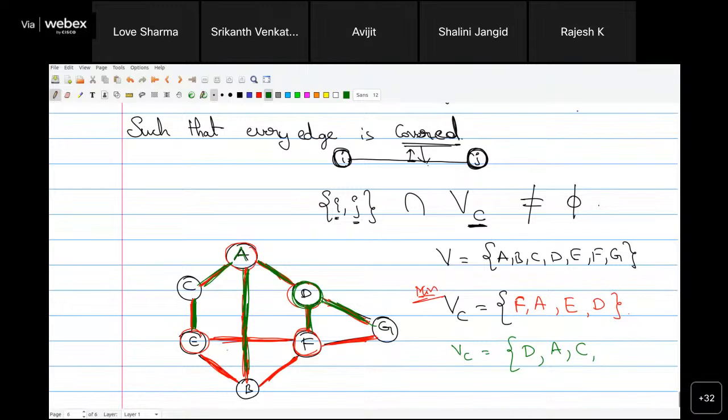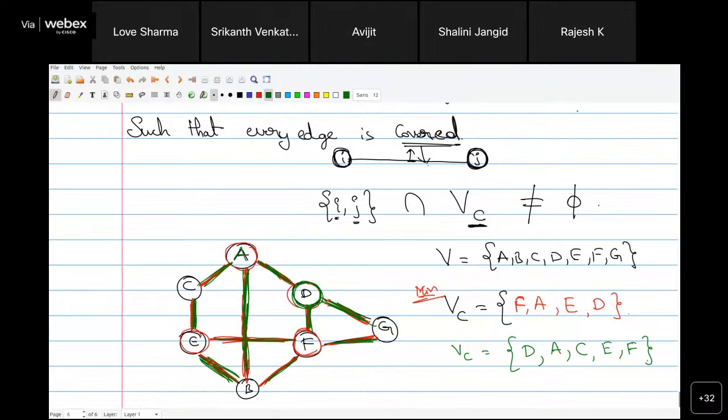So I will pick E. Once I pick E, I will cover this and this. And still I have to cover BF and FG and I can pick F. So you see this is also a vertex cover. So this D, A, C, E, F is also a vertex cover.